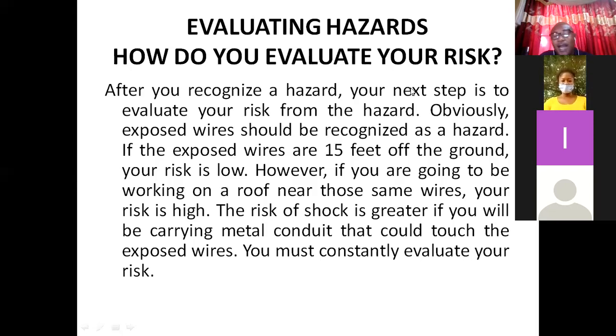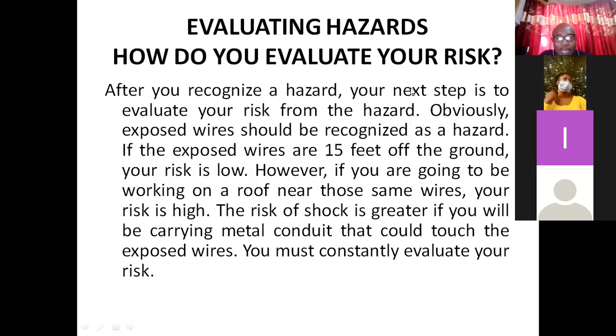Imagine if an exposed wire is 15 feet above the ground. The risk is low because it's 15 feet above the ground. However, if you want to walk on a roof that is close to that wire, you have moved closer to it. That means you need to evaluate and calculate that, because you have moved closer to the wire. Also, if you want to carry a pole, and most especially if the pole is a metal pole, the risk is even higher because there is a probability of the pole touching the wire and you getting electrocuted. So that is what evaluating is all about.